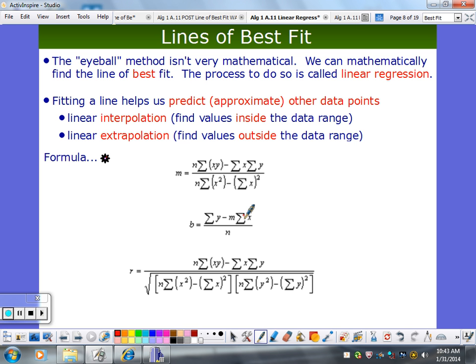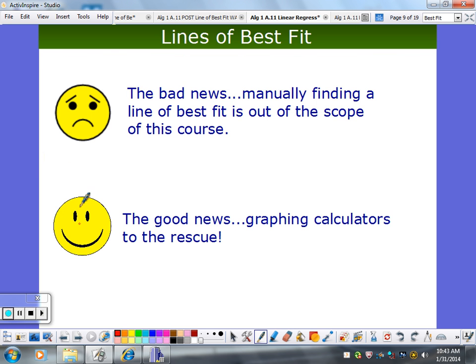But I got bad news for you on R. I got very bad news for you, actually using that cool formula. It's out of scope of the course. You have to take a real statistics course if you want to use this formula.